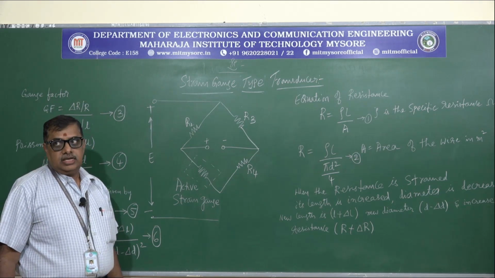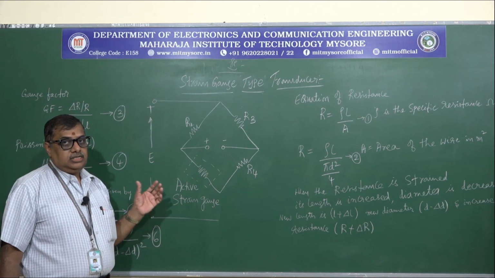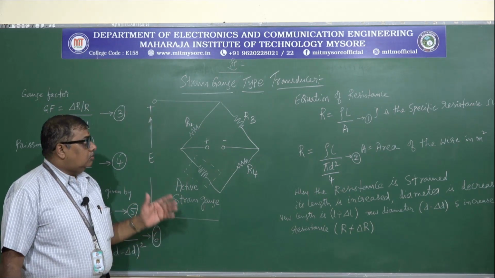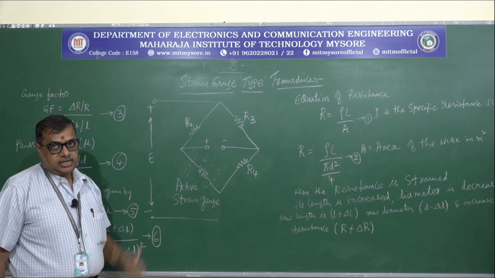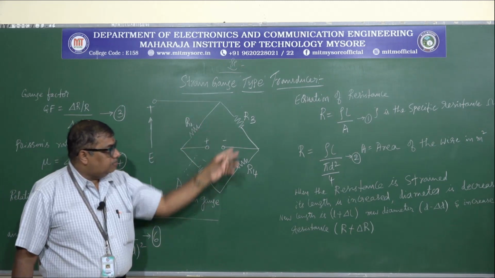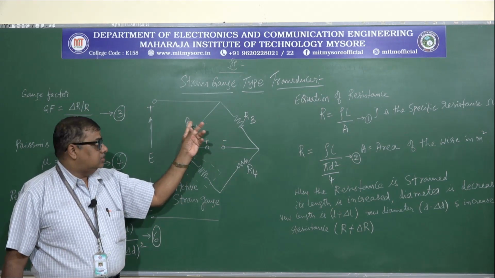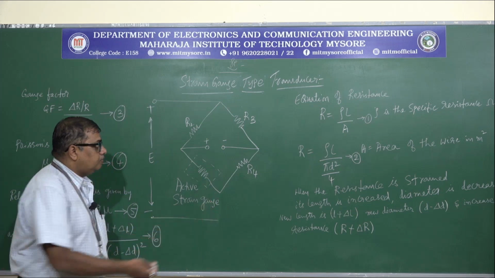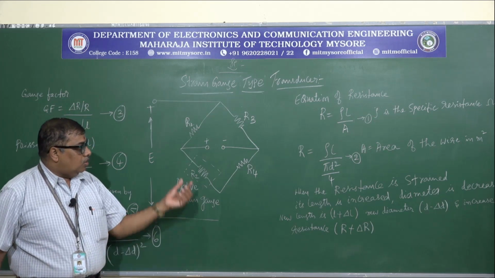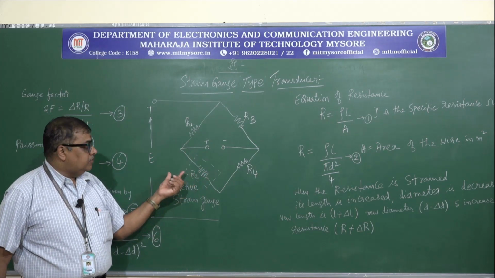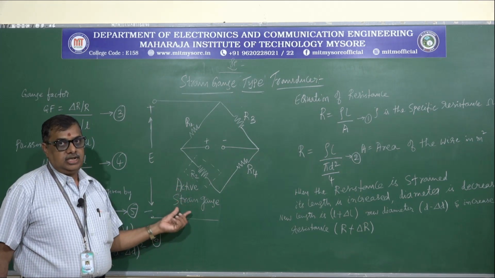A strain gauge is a resistive material in which, whenever it is strained, there is a change in the resistance. A strain gauge is used in the electrical circuit as a Wheatstone bridge. This is called a Wheatstone bridge, where it has four elements connected as resistances. See here R1, R2, R3 and R4. So there are four resistances. Okay. Here one of the arms of the Wheatstone bridge is connected by a strain gauge. We call it the active strain gauge.